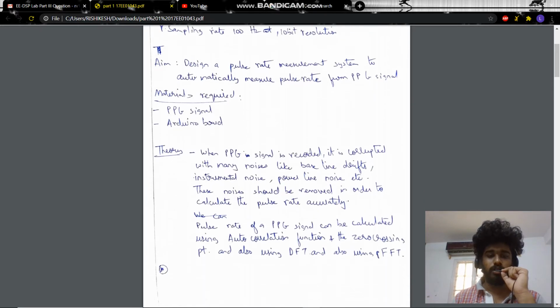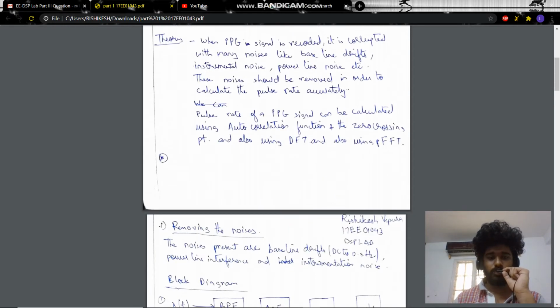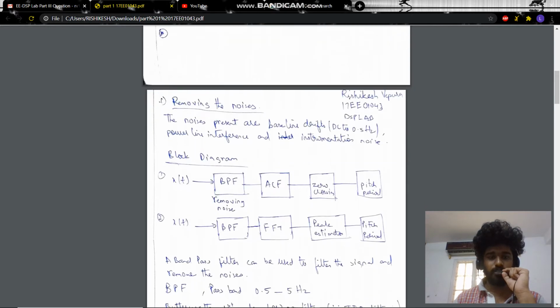There are two methods to find the pulse rate from the PPG signal. One is the autocorrelation method and the other is the DFT method. First we will talk about the autocorrelation method. Before going into it, we first need to remove the noises from the PPG signal. There are three noises: the baseline drift noise, the instrumentation noise and the power line noise. These are the noises present.